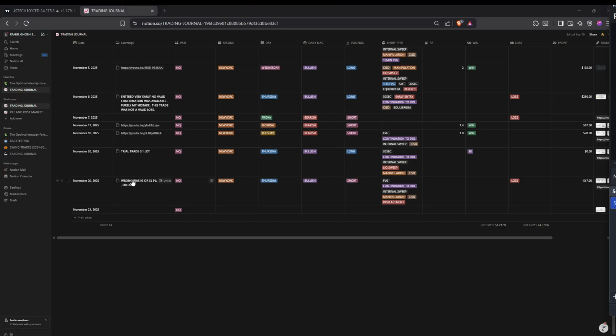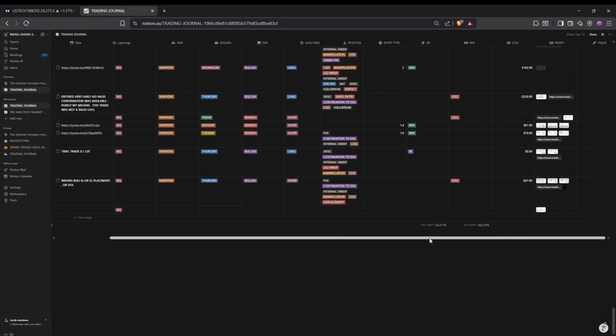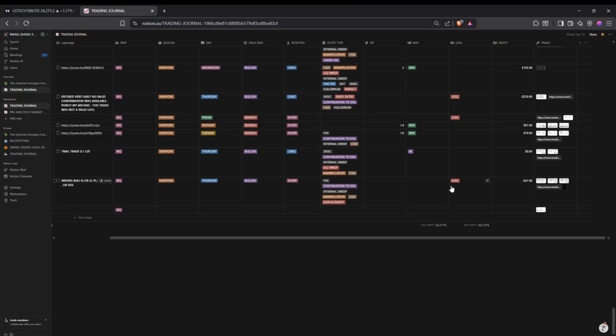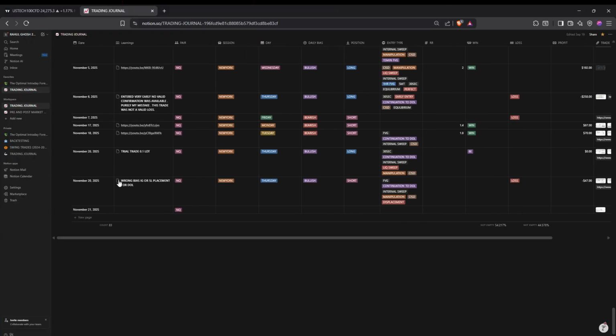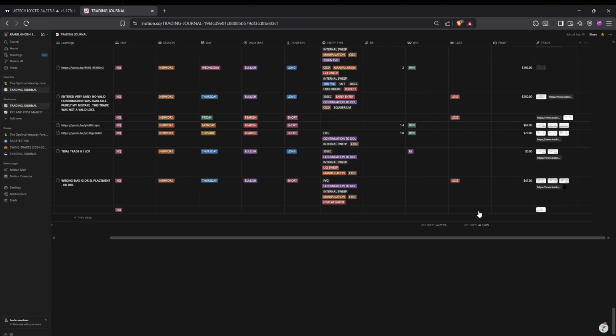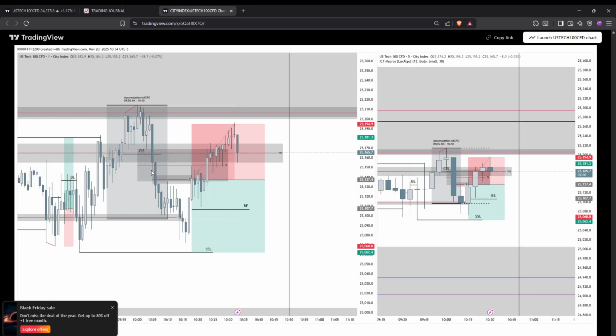Today we are going to be doing the trade recap of November 20, in which I had taken two trades. One was break even, and one was a small loss. Overall, I'm happy with myself because the daily bias was perfectly correct. As you can see, I have written here wrong daily bias, but overall everything was correct. Maybe I entered early, or I don't know. You can tell me if you have watched this trade.